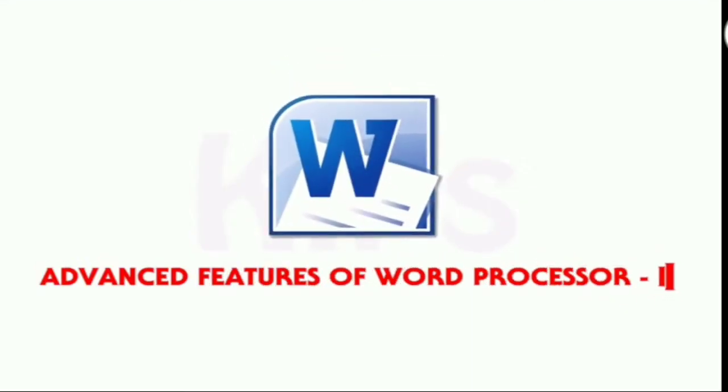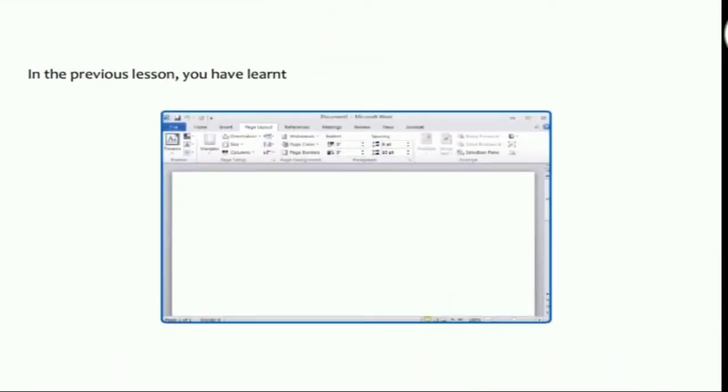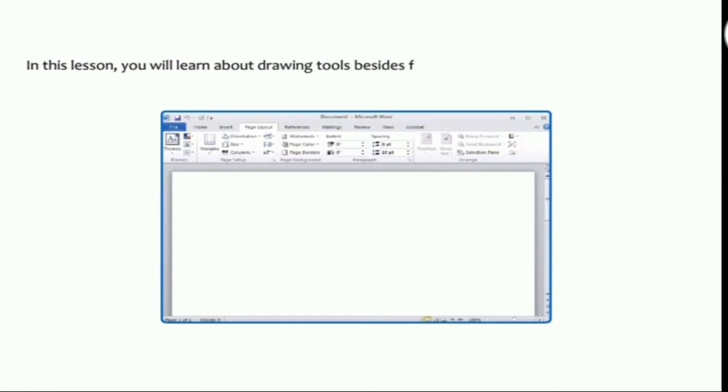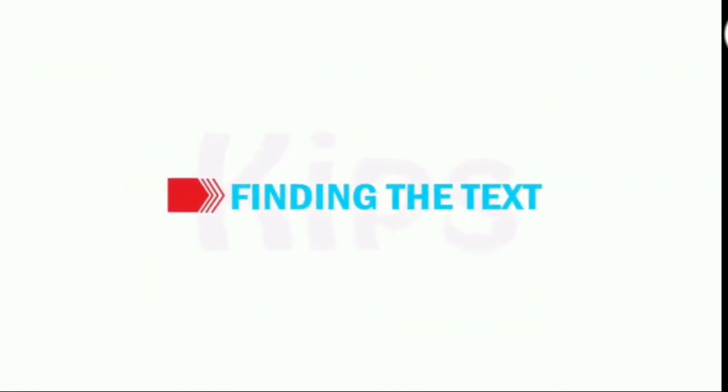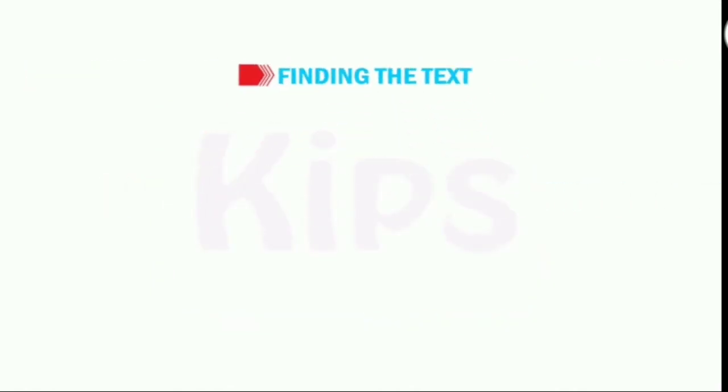Today we will learn about advanced features of word processor. In the previous lesson you have learned some formatting features as well as page settings options. In this lesson you will learn about drawing tools besides focusing on some editing and formatting tools. Let us begin by learning the method to find the text in MS Word.